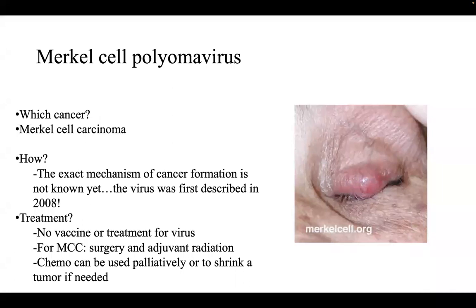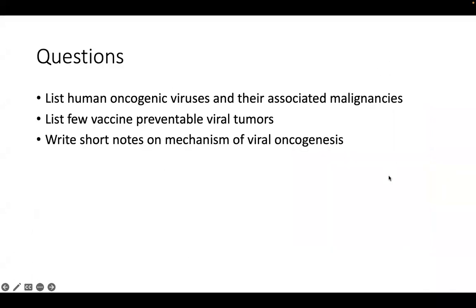So I had put this question for us just to see if at least we came out with something about oncogenic viruses. It basically tells us to list human oncogenic viruses and their associated malignancies, and list a few vaccine-preventable viral tumors that we know. And maybe later you can read more and write short notes on some of the mechanisms that these viruses use to generate oncogenesis. So that is all.